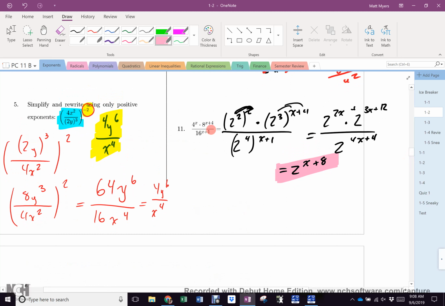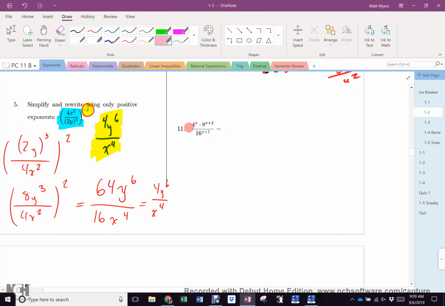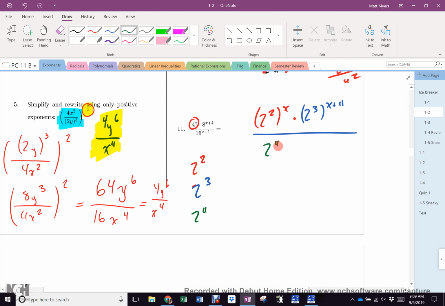Oh, great question. Okay, so this bothers you because 4, 8, and 16 are different bases, aren't they? But isn't 4 2 squared? So isn't this right here 2 squared to the x? And isn't times 8 2 cubed? So isn't that 2 cubed to the x plus 4? Over 16 is 2 to the 4th. 2 to the 4th, x plus 1. Then I distribute and then I collect.